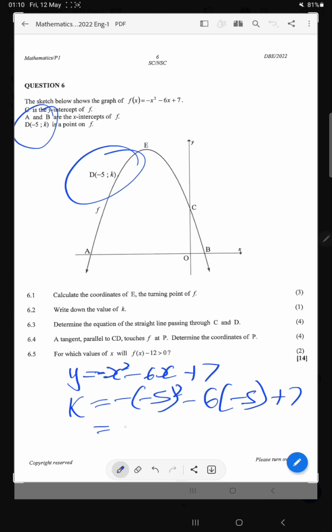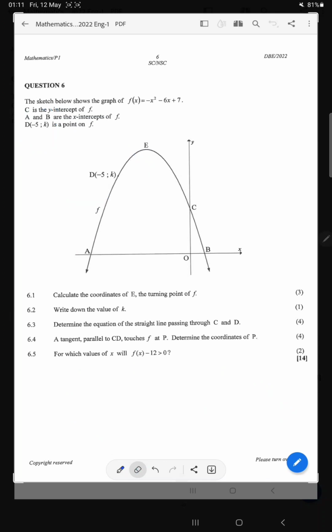Minus 5 to the power 2 is 25. We have minus outside, which is going to give us minus 25. Minus 6 multiplied by negative 5, I guess, is going to give us positive 30, plus 7. And as we calculate, k is going to be 30 minus 25, which is 5. Then 5 plus 7 is going to give us 12. There we go.